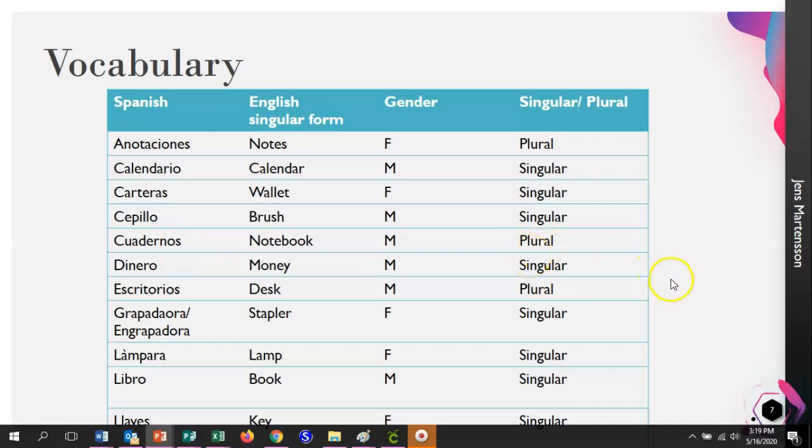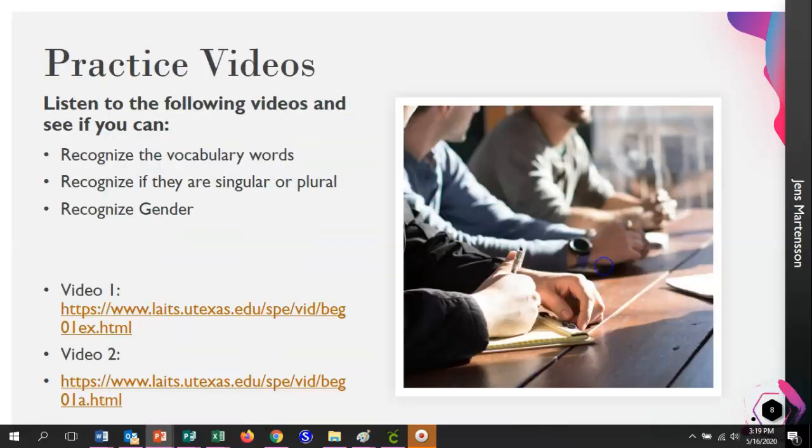Hopefully by now you've caught on how to switch those from singular to plural. And the more you practice, the easier this will get, I promise. All right, let's continue. Dinero is money, singular. Escritorios is desk, plural. Grapadora, or in this area, you're going to hear engrapadora, which is stapler. Feminine, singular. Lámpara, lamp, feminine, singular. Libro, book, masculine, singular. Llaves is key, feminine, singular. Llaves is another one that ends in S, but is actually singular.